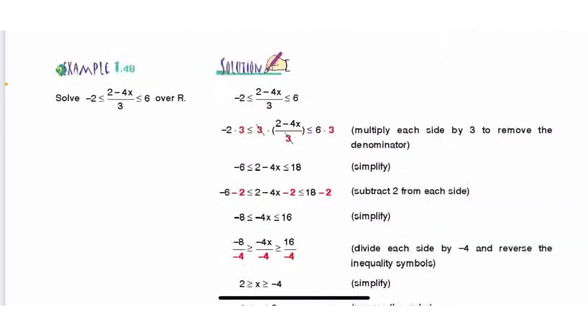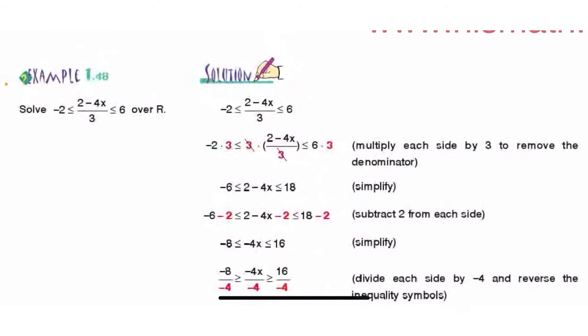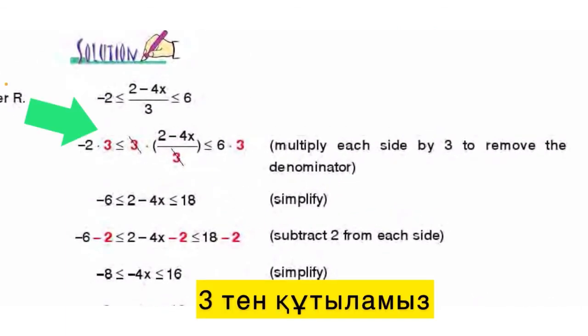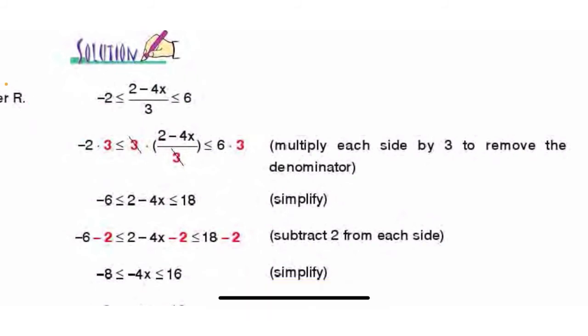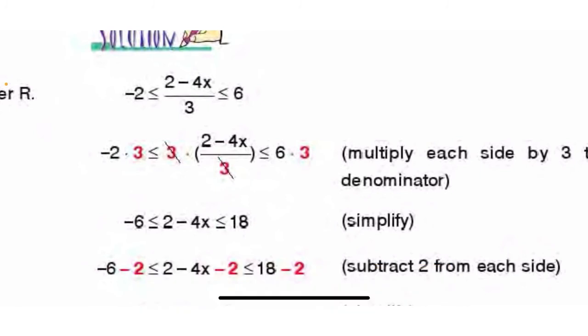Let's try to explain example number 1.48. The original inequality is negative 2 less than or equal to 2 minus 4x over 3 less than or equal to 6 over real numbers. How are we going to solve it? To get rid of 3, we multiply each side by 3 to remove the denominator. And now, when multiplying both sides by 3, we reduce 3 in the middle.